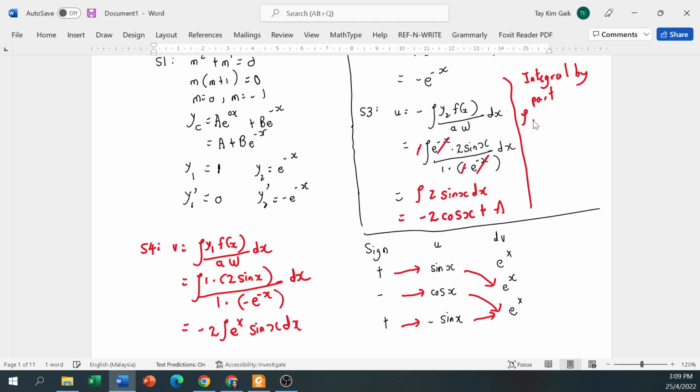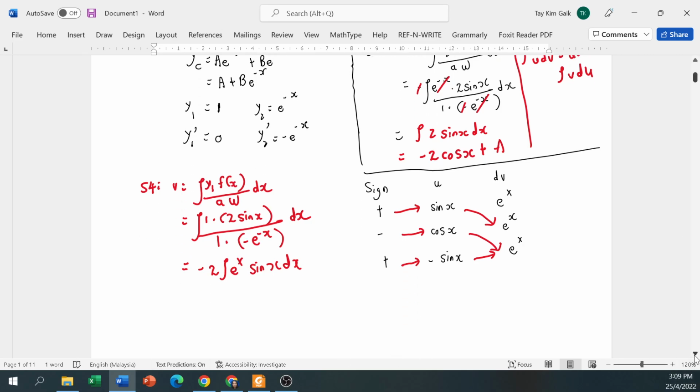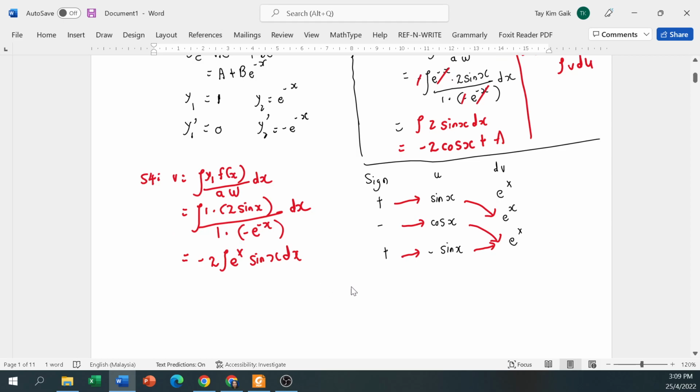Remember, you have the integral of u dv. The result is uv minus the integral of v du. So it's simple. You integrate, so this is v, this is du. I'm going to put this one up here first.